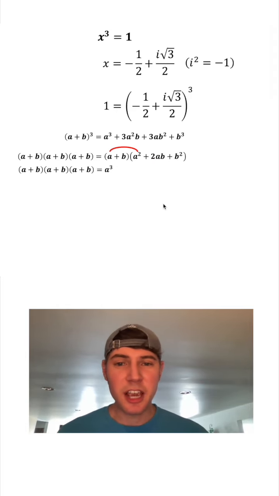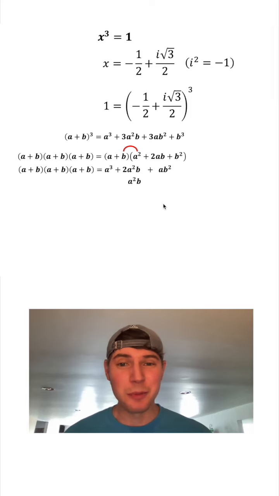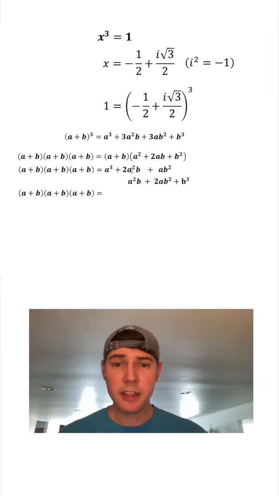A times a² is a³, a times 2ab is 2a²b, a times b² is ab², b times a² is a²b, b times 2ab is 2ab², and b times b² is b³. Then let's bring this stuff down again, and then we can just add these up to get this right here. Let's get rid of this middle stuff, drag this up, and we can see here that we verified (a + b)³ is equal to this.